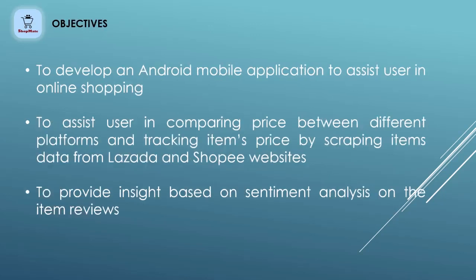Next, the objective of this project is to develop an Android mobile application to assist users in online shopping, to assist users in comparing price between different platforms and tracking item prices by scraping items data from Lazada and Shopee websites, and lastly to provide insights based on sentiment analysis on the item reviews.